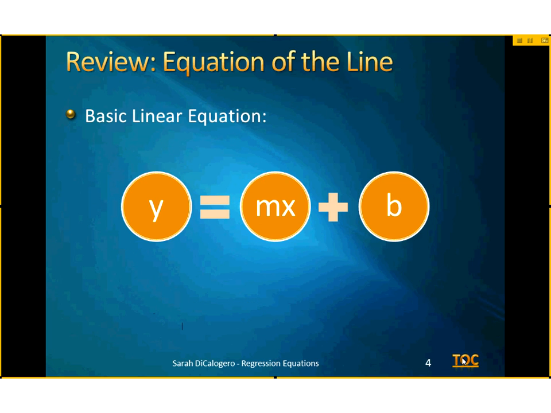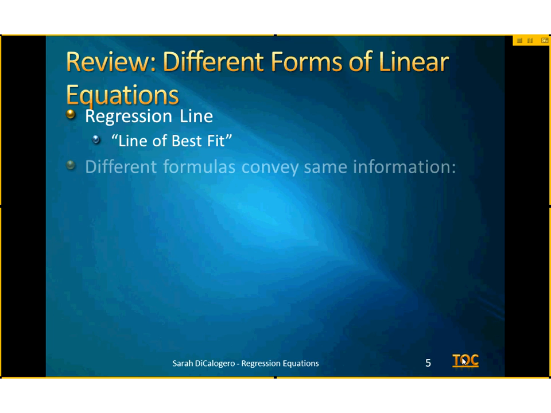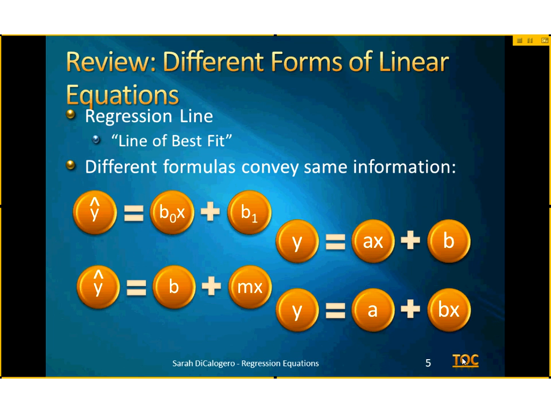A basic linear equation has the form y equals mx plus b. M is your slope, b is your y-intercept. There are different forms of linear equations. Sometimes you'll hear it called line of best fit, and different formulas will convey the same information. But in statistics, you might see b naught plus b1 x, where b naught is your intercept. Sometimes you might see it as b plus mx. They just reverse the order.